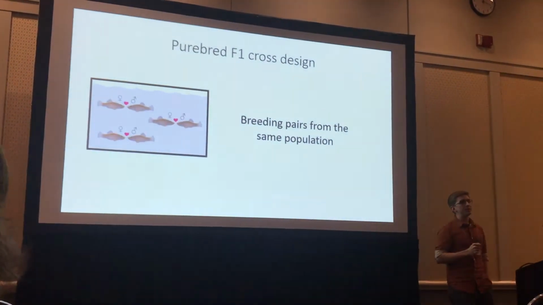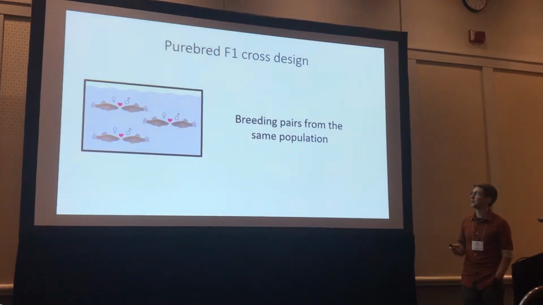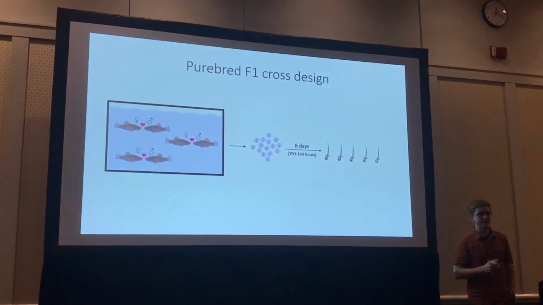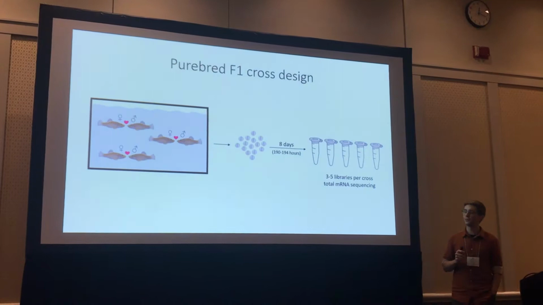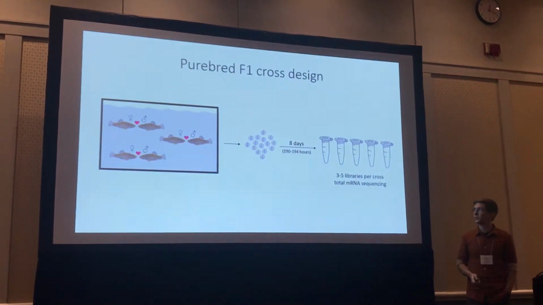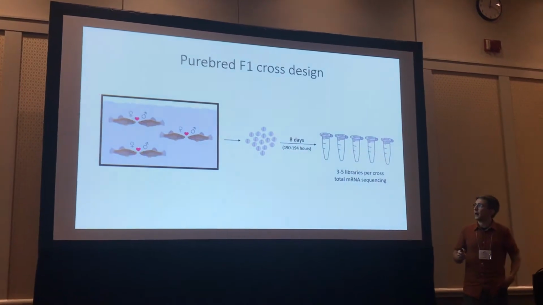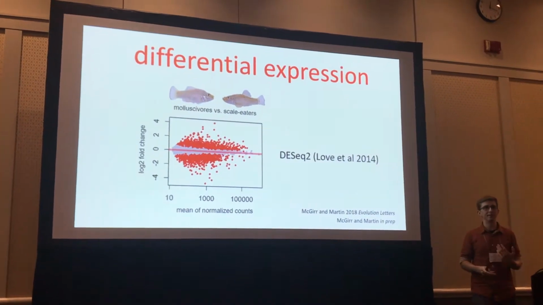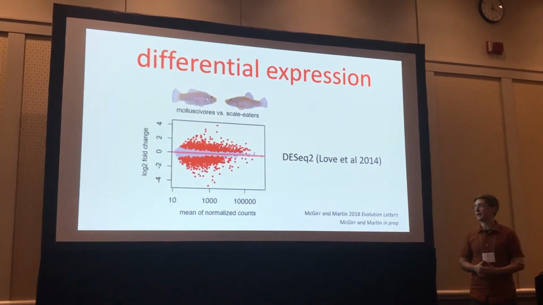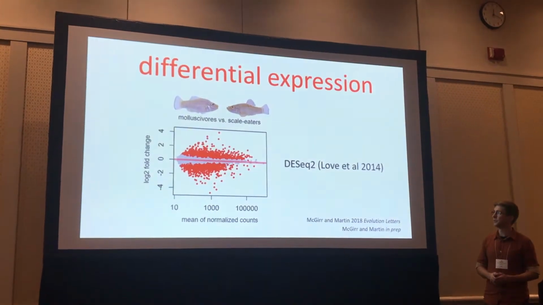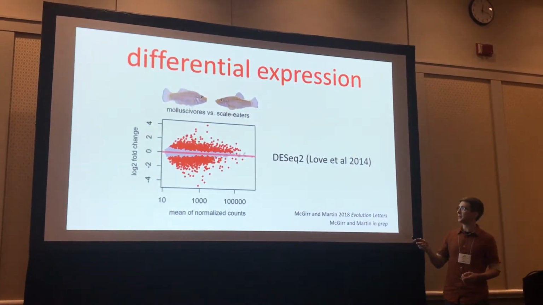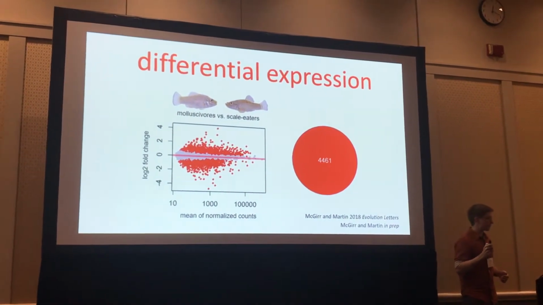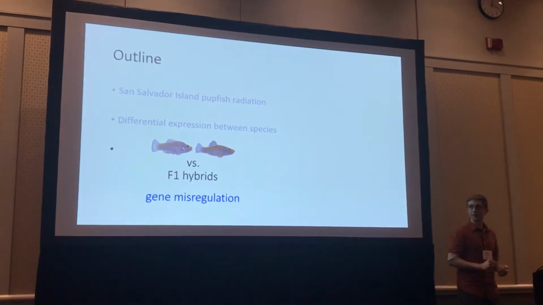All right, so to generate purebred F1 transcriptomes, I took breeding pairs, all from the same population, and collected their eggs, let them develop for 8 days, and then I extracted RNA from whole individual larvae to produce 3 to 5 libraries per cross. And then I asked, can I use these transcriptomes to find genes that are significantly differentially expressed between populations? And I used a standard pipeline in the program DESeq2. So for example, between the specialist populations, I found that there are over 4,000 genes significantly differentially expressed. And so that's the first part of the first pattern I expected to find.